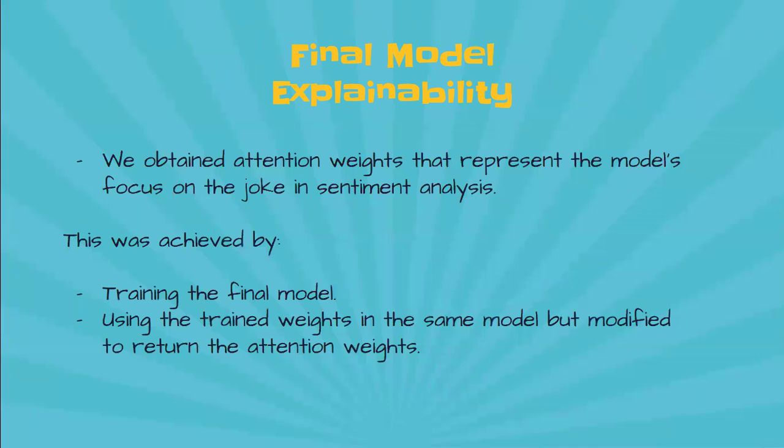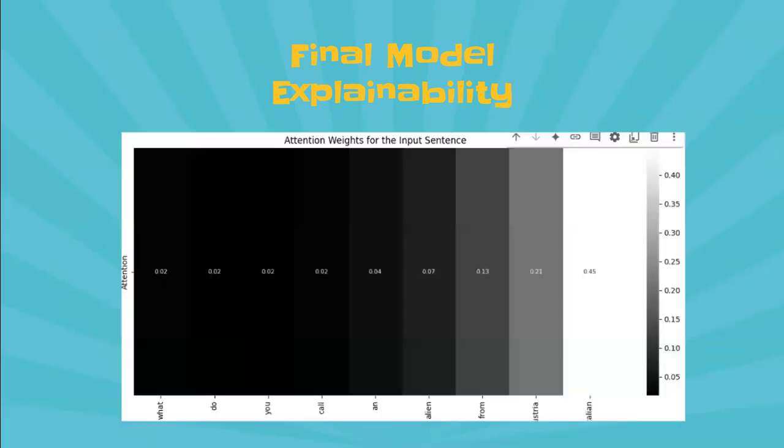Final model explainability. We tried to visualize the attention weights to know where in the text is humorous or not, and we achieved this by having two models in the same model, but one retrieves the attention weights and one is trained on the original data. And after training the first model, we set the same weights to the second model, so we can retrieve the attention weights without training.